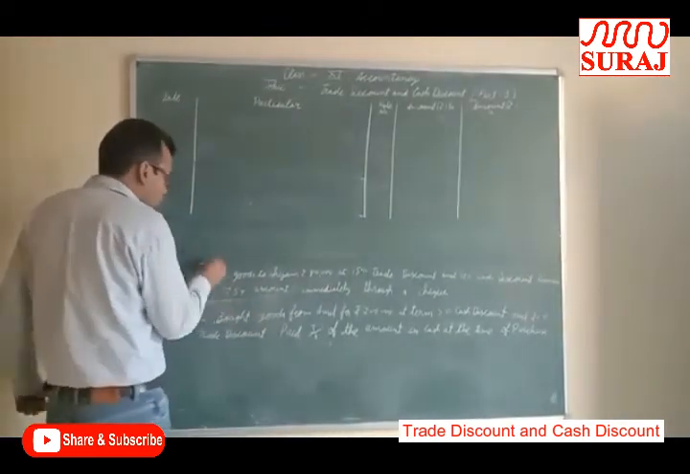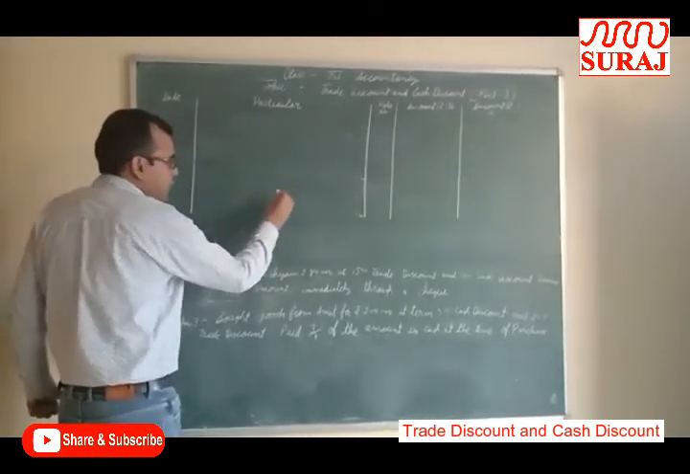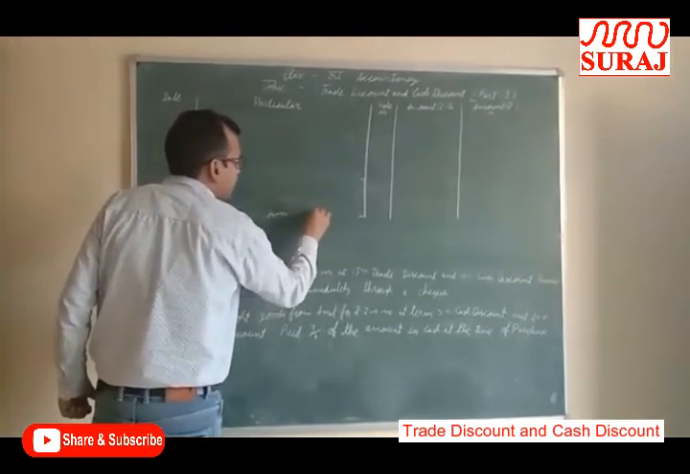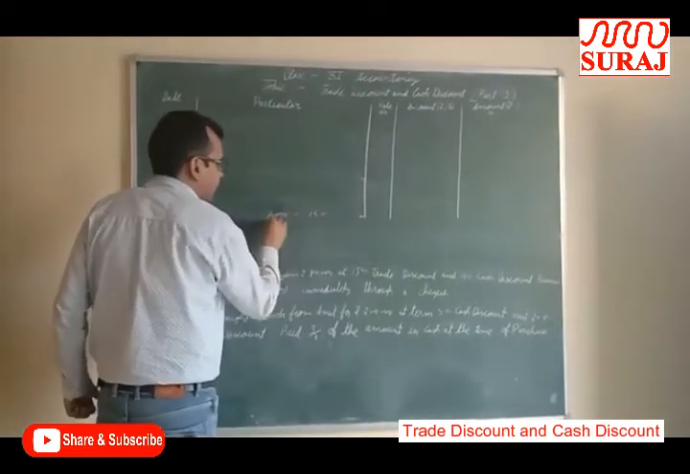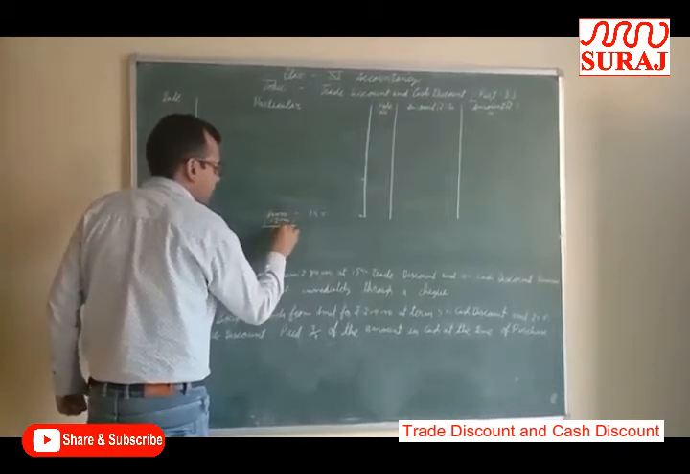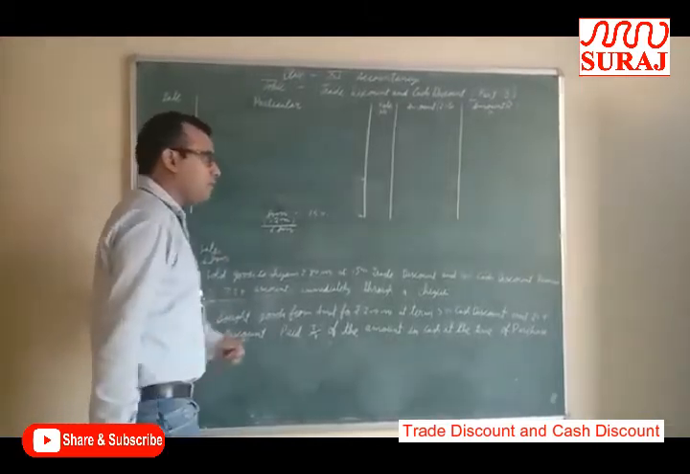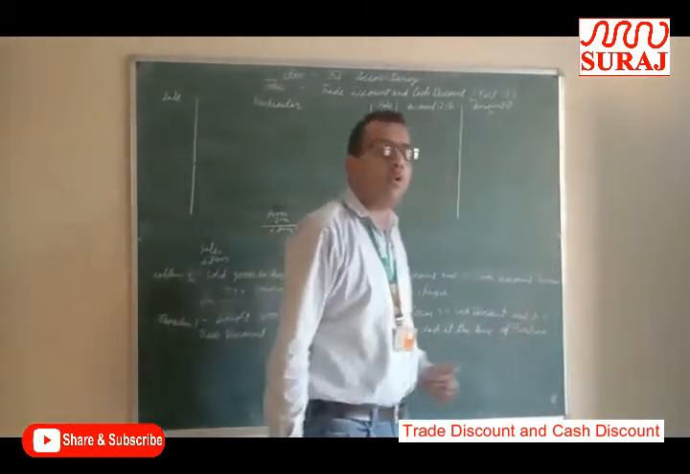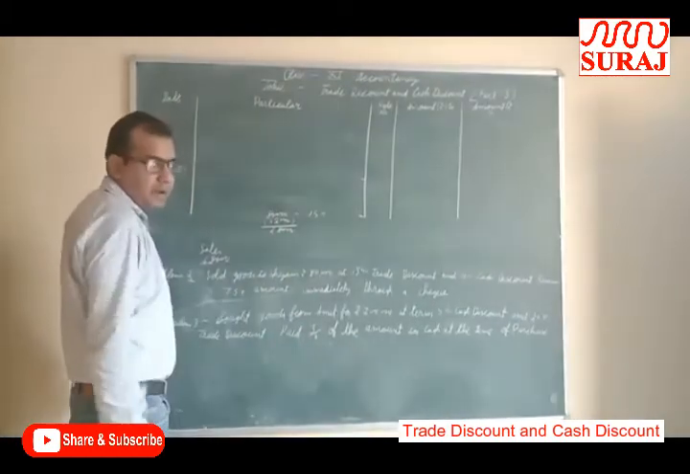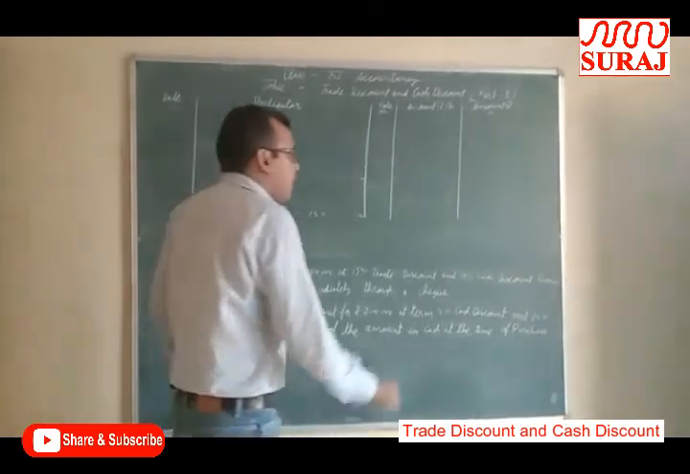First of all, sold goods, sale. For sales, from the list price less trade discount: 80,000 minus 15%, that is 12,000 less from 80,000, 68,000. Sale 68,000. 4% cash discount. Cash discount is only for the cash payment. 75% check and remaining credit. So we will divide 68,000 into two parts.